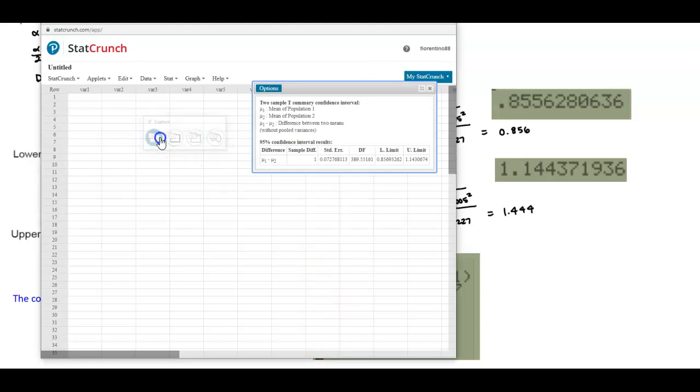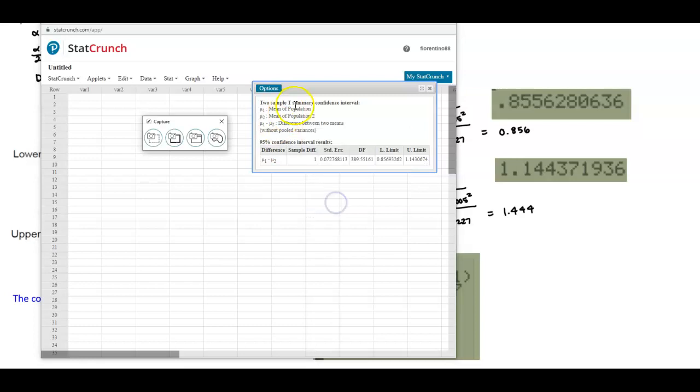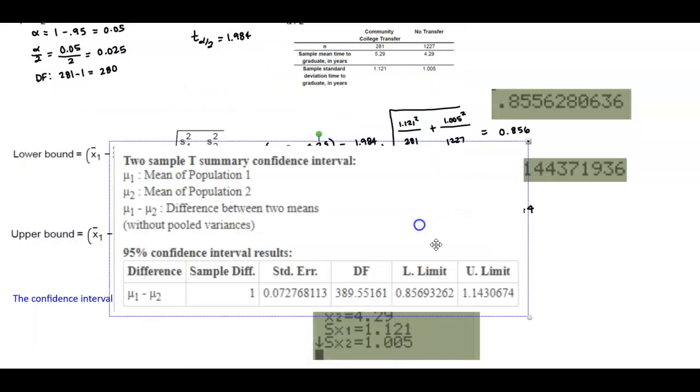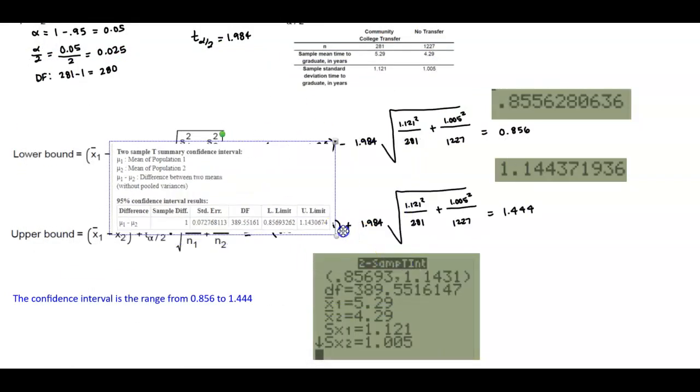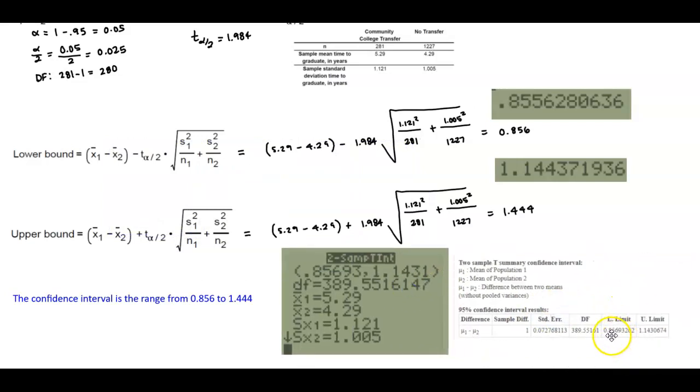Okay, and so let's select compute, and let's compare that with the calculator. So if you look at this value, this gives us the same results as the calculator. So the lower limit is 0.857, rounded to 3 decimal places, and also 1.143, which again is slightly different because of the critical value that we used.